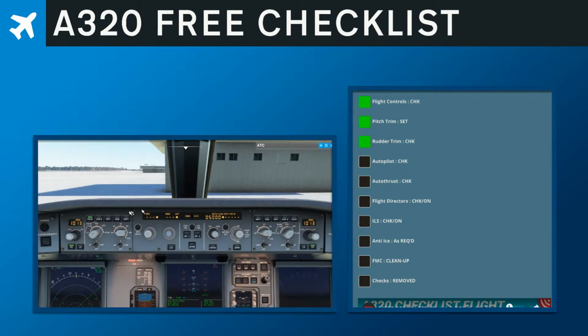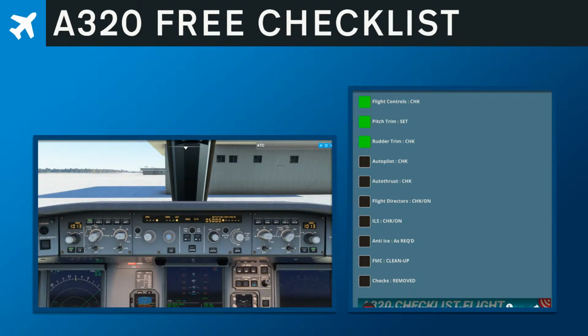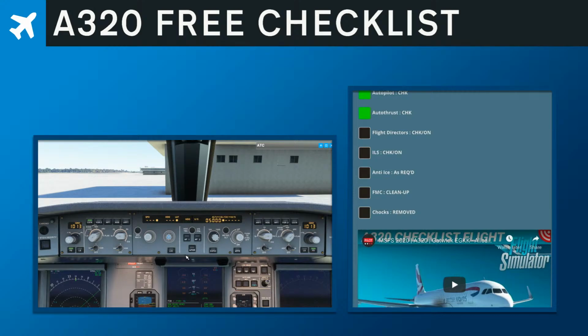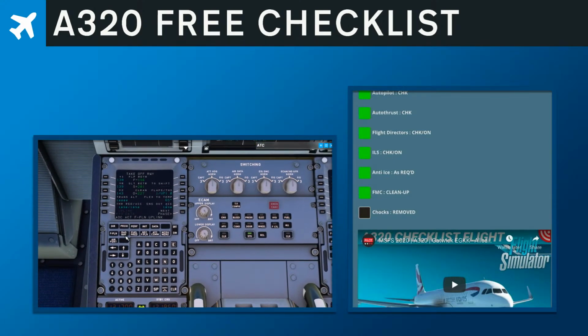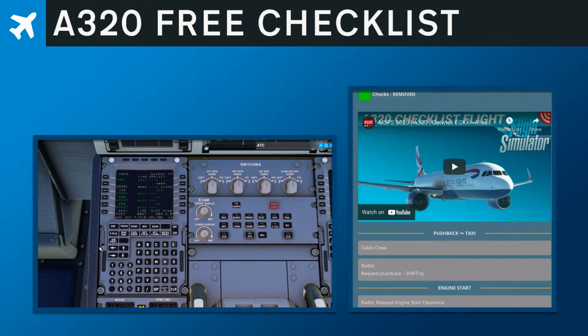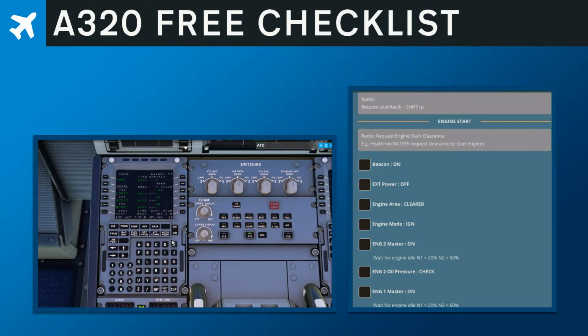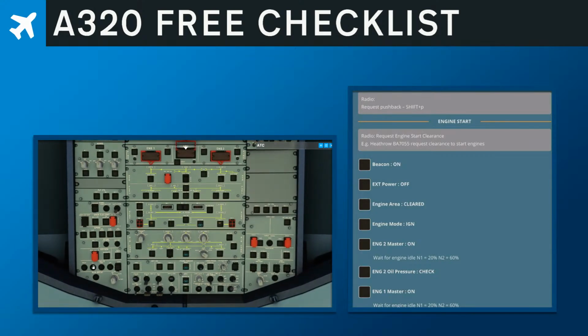Autopilot is managed and not on. Auto thrust will come on, or Arthur as I call it, will come on once we hit the right height. Flight directors checked are on. ILS is off. Anti-ice is required. FMC cleanup. So we just basically go down here, and the next bit we're going to need is the flight plan. So we'll make sure that's done. And we would now ask for the chocks to be removed. And we would, I believe, ping the cabin crew.